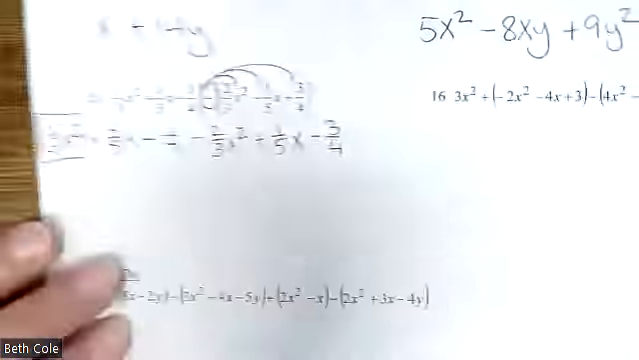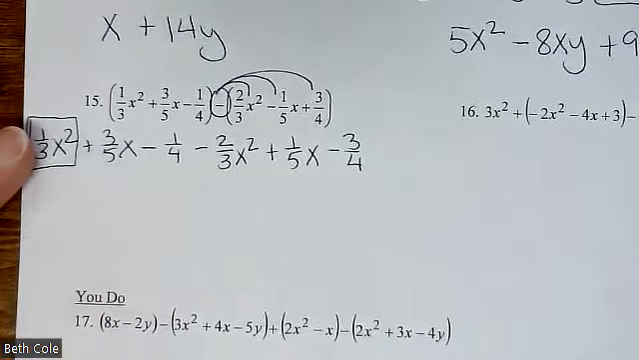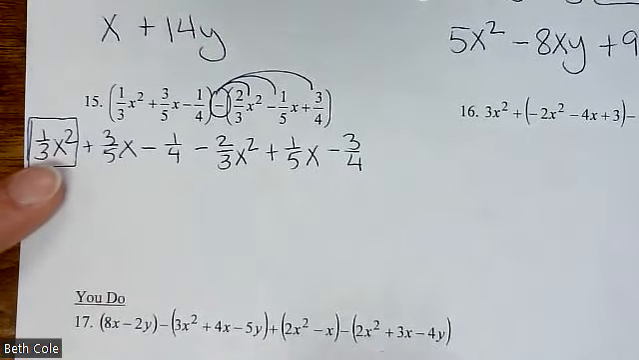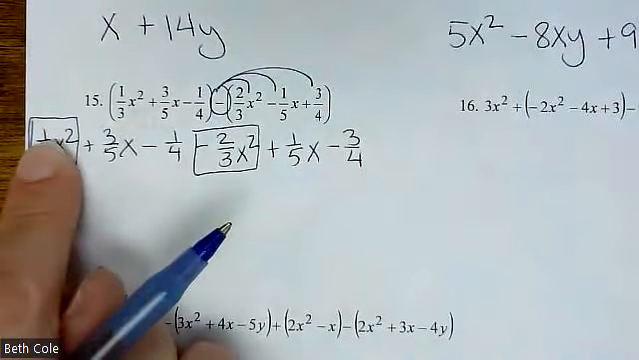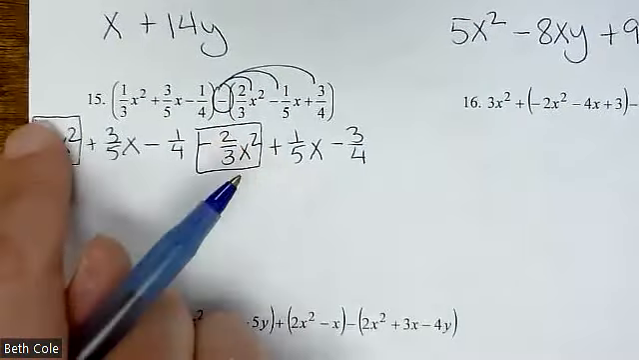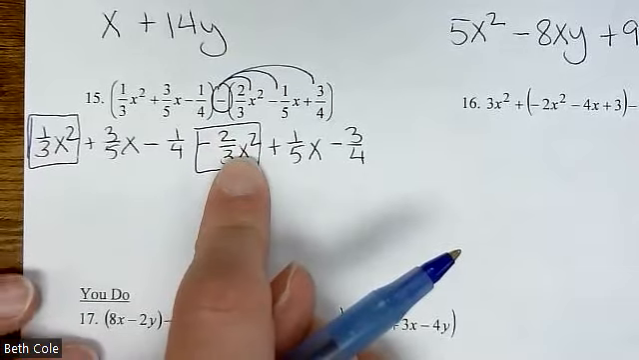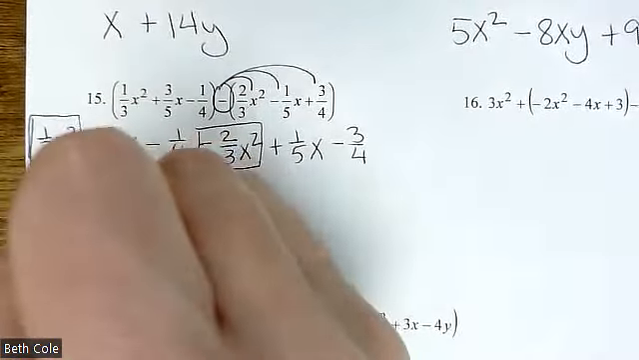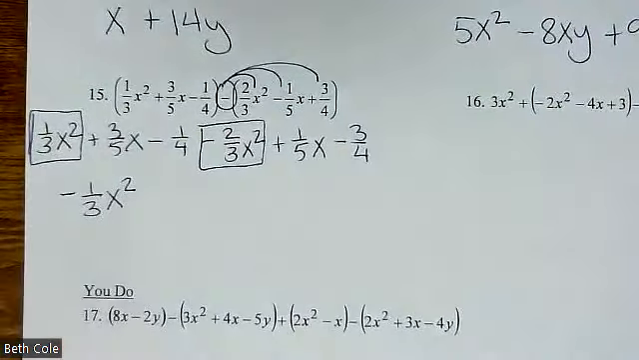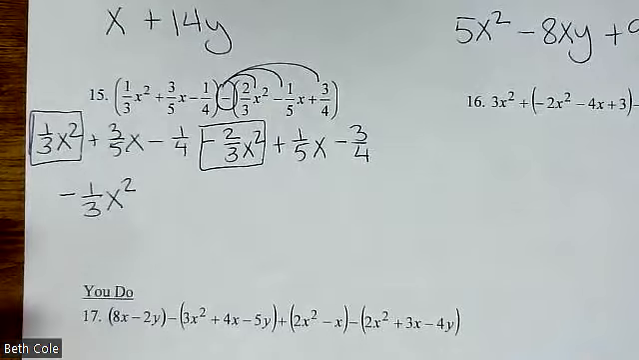1/3 x squared. Do you see a like term with that? Which one goes with that one? Yeah, negative 2/3. Okay, so look, follow me on this. You have 1/3 minus 2/3. Good. 1 minus 2 is -1. So it's -1/3 x squared. When you have a common denominator, you just combine it together. The denominator stays the same.